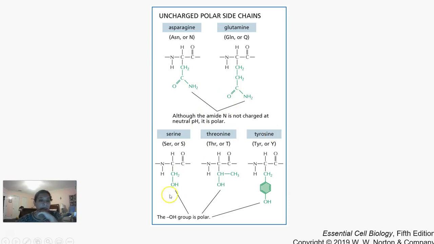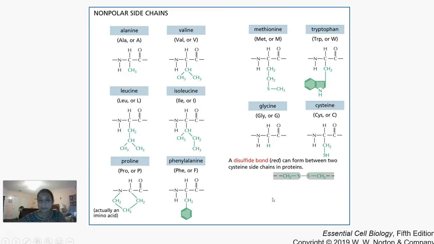serine, threonine, and tyrosine have the hydroxyl in their side chains that makes them polar as well. And then the bulk of the remaining are non-polar side chains, and these are your alanine, valine, methionine, tryptophan. All of these, if you look at them, are either composed of just carbon and hydrogen, or even when they have a ring structure or another compound, it's still pretty non-polar. So here you have those: proline, phenylalanine, leucine, isoleucine.